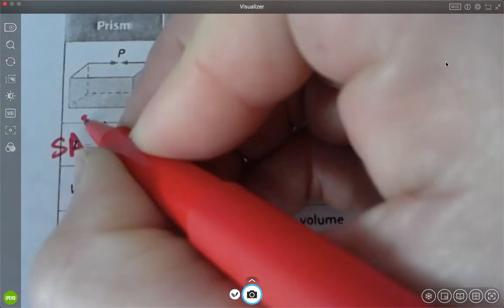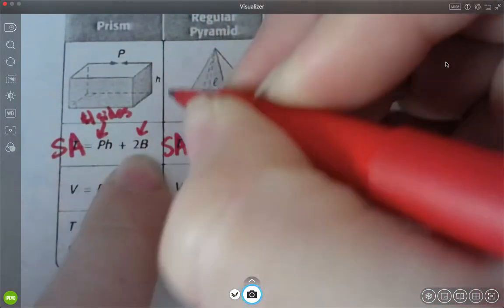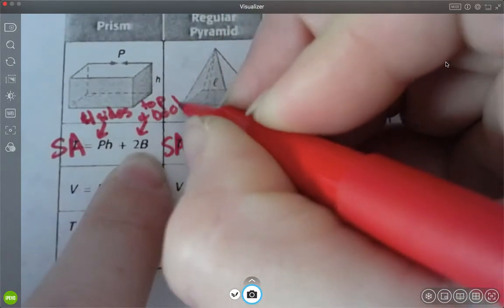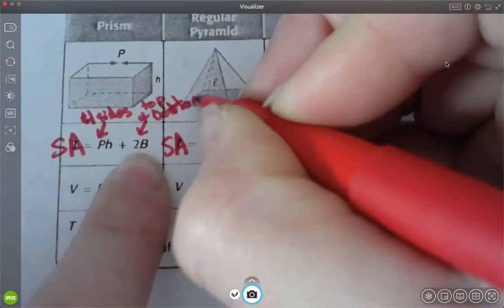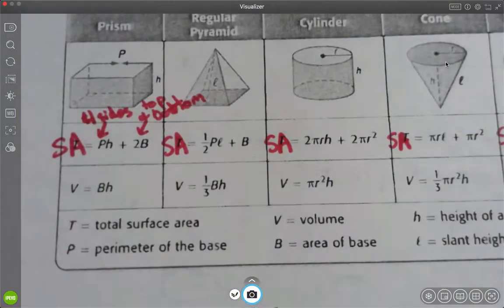These are all four sides. That's where this is incorporated. And this is top and bottom. Okay, so the four sides make up this part of the equation. The top and the bottom make up that 2B part.